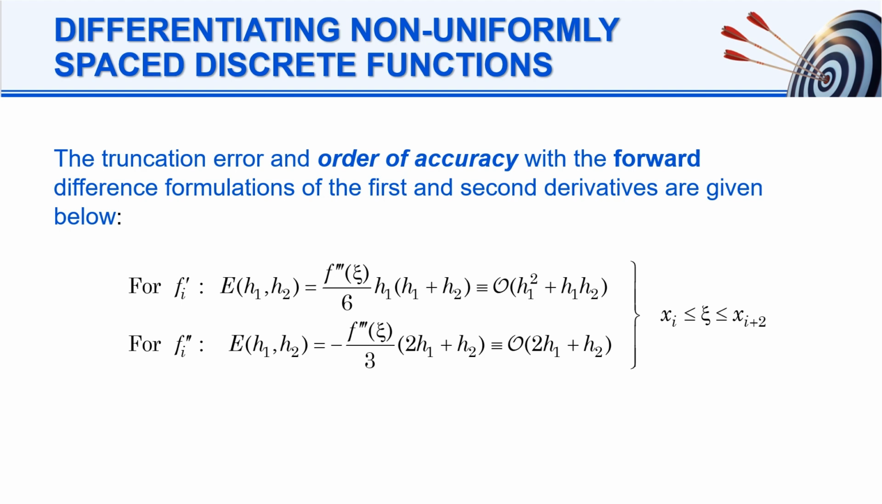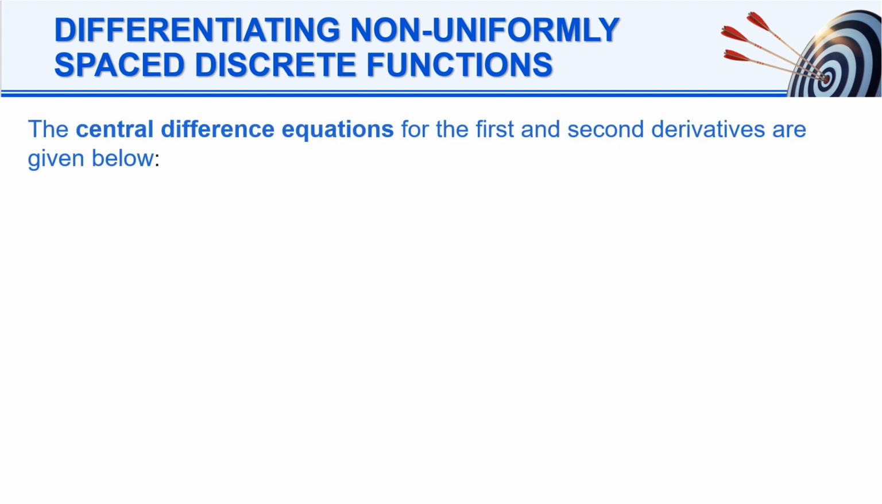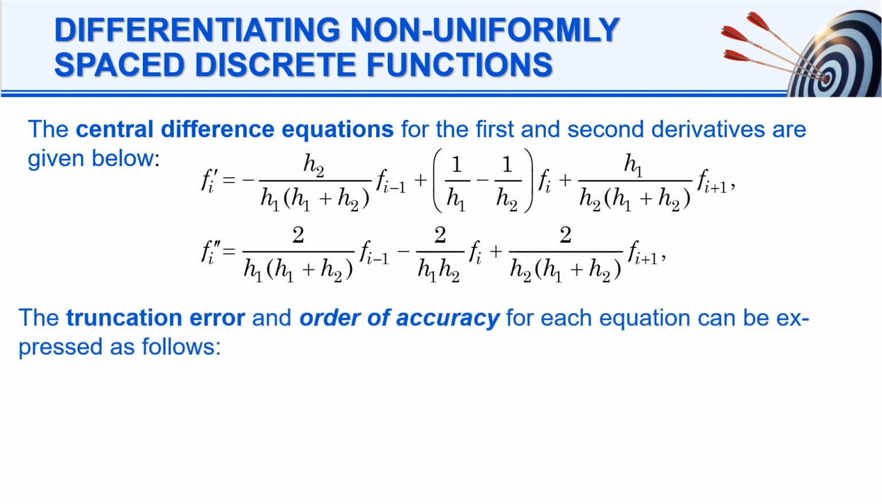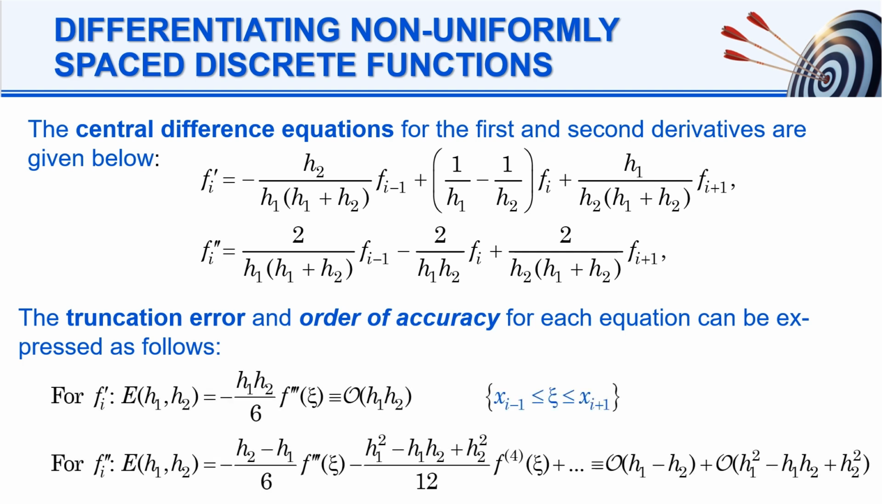The central difference equations for the first and second derivatives are given below. The truncation error and order of accuracy for each equation can be expressed as follows. The orders of accuracy of the first and second derivatives are not exactly second order due to varying interval sizes. As h1 becomes closer to h2, the order of accuracy will approach second order.